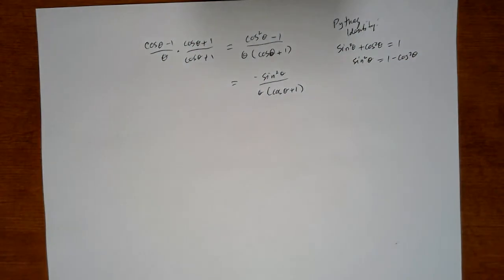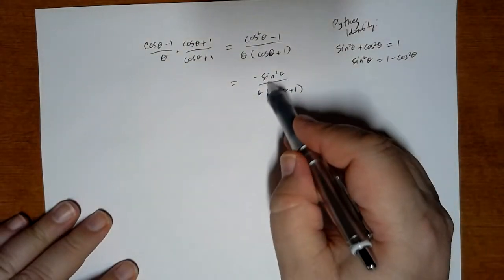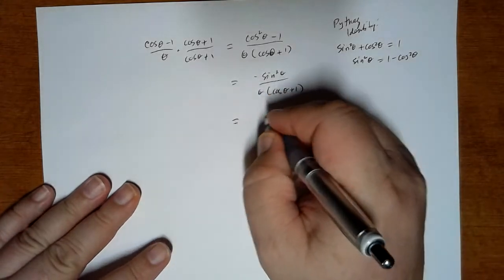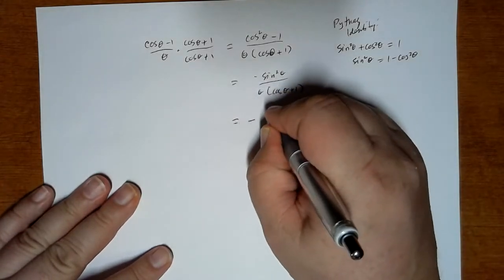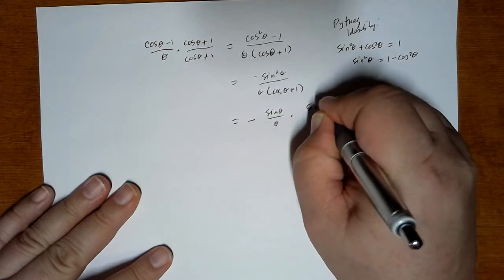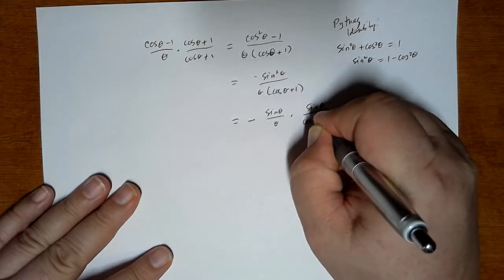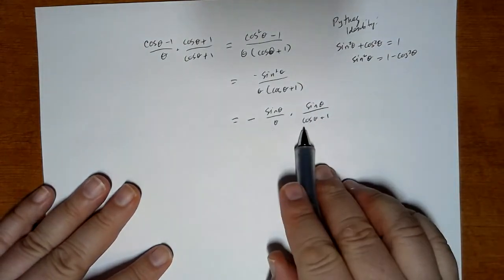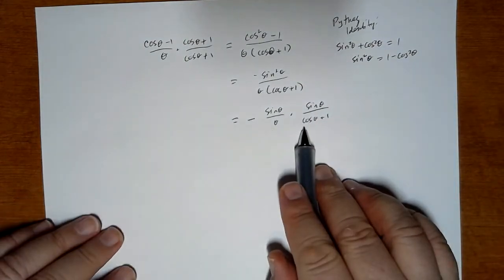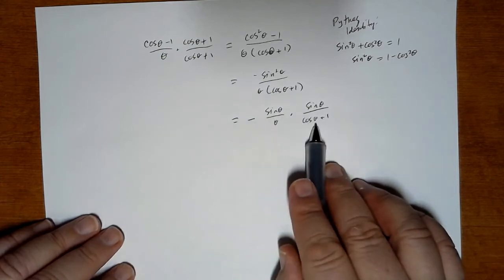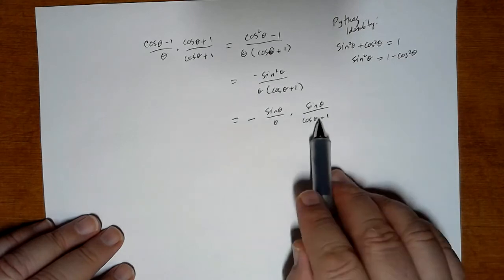Good. Now, you might notice that there's something looking familiar here. So I'm going to rewrite this algebraically as minus the sine of theta divided by theta times the sine of theta divided by cosine of theta plus 1. And I can do that as long as I know that these two limits exist separately, right? So we know that this limit exists. That was something we just proved. And so the second limit is the thing that we're not sure about.